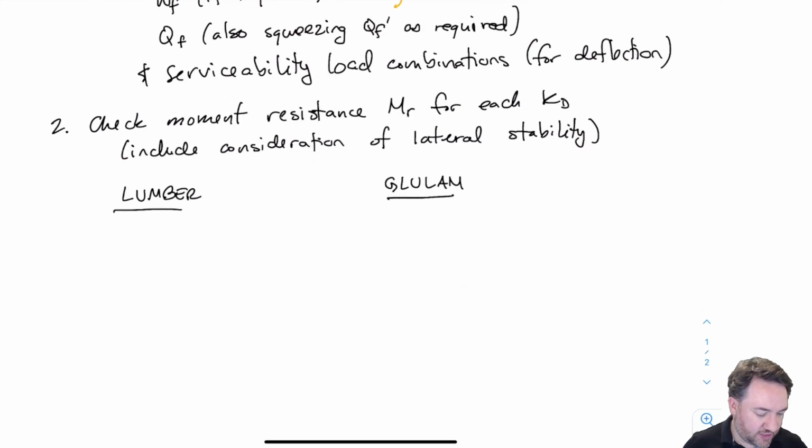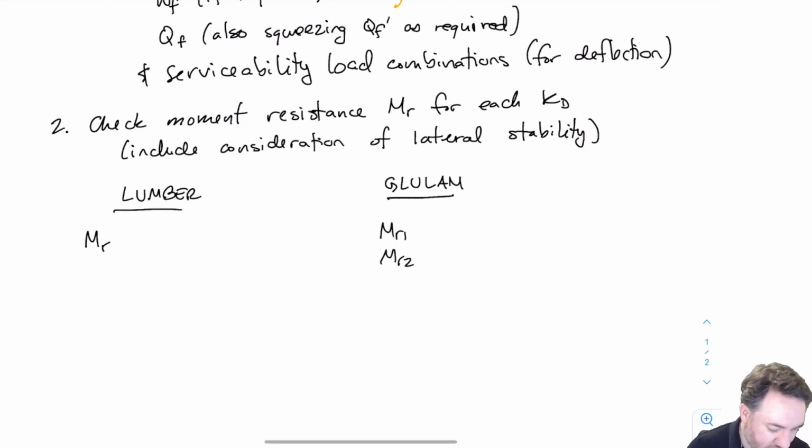So for each of these, I'm going to show all of the things that we need to calculate for both lumber and glulam. Often there is overlap between the two, and I'll show when that's the case as well. The other case is when it's a bit easier. So when I'm checking for moment resistance, I have 2 slightly different approaches for lumber and glulam. For lumber, I just check MR, and for glulam, I have an MR1 check and an MR2 check. One of them which considers lateral stability and one of them which considers size effect.